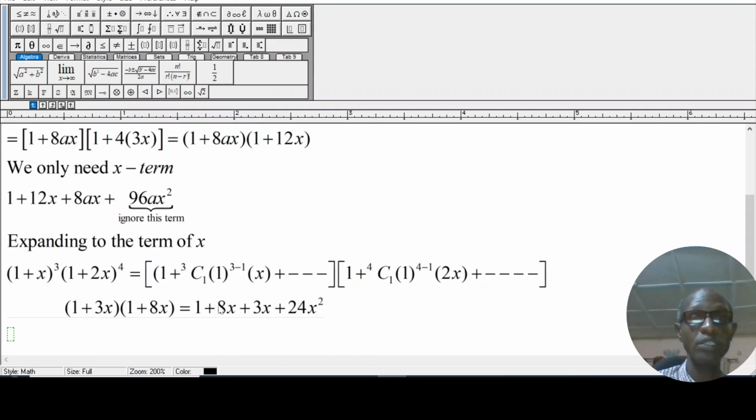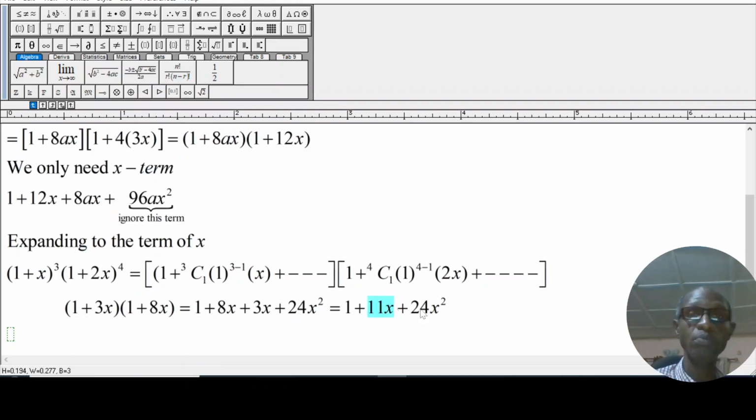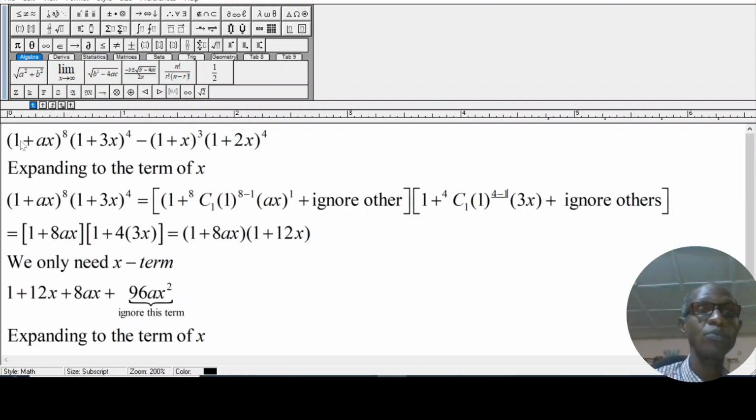So what we need will be equal to 1 plus 11x plus 24x squared. Now this is what we need. These are the things we need. So now I'm going to copy this. So let's combine.